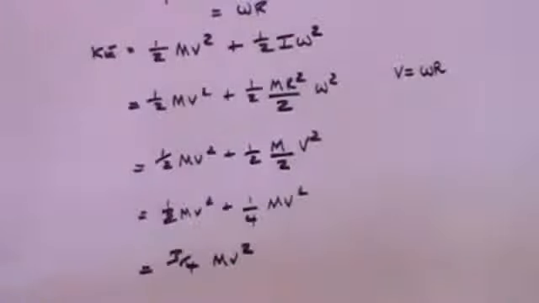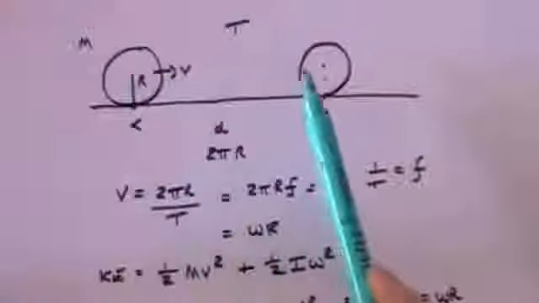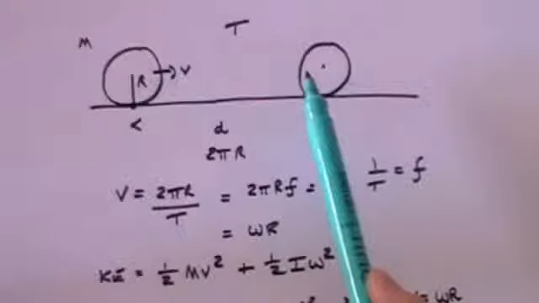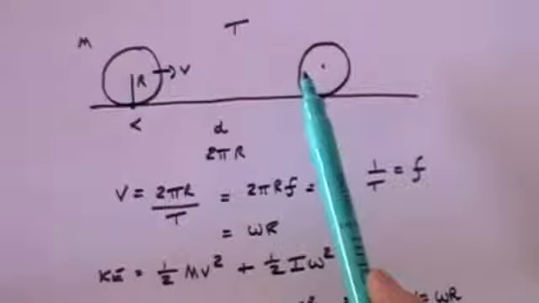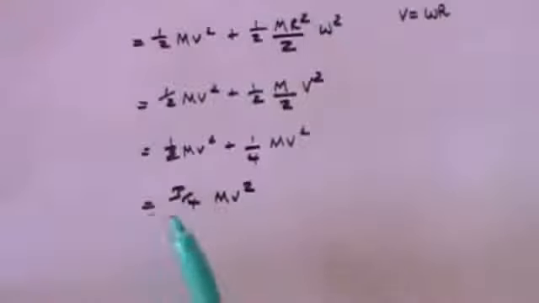So notice now that the kinetic energy of a wheel that is rolling along the ground is no longer simply half mv squared, because you also have to add the rotational kinetic energy, and you get a total kinetic energy, in this case, of 3/4 mv squared.